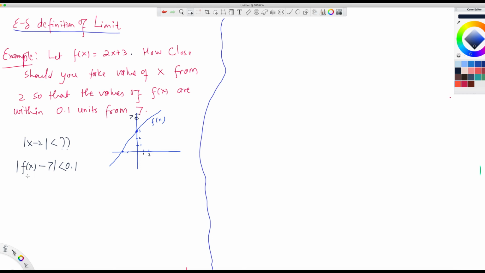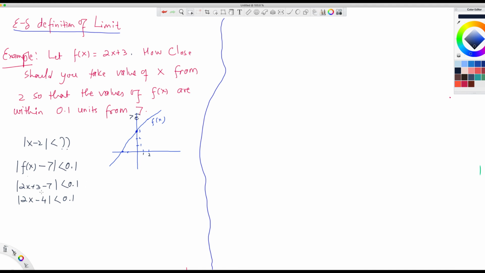So what do you do? You start from this one. What is the value of f(x)? f(x) is 2x plus 3. So let's do |2x + 3 − 7| is less than 0.1. Now simplify that, so you'll get |2x − 4| less than 0.1. I want to get rid of the absolute value, and then we will plug in later to get |x − 2|. One way of doing that is to divide directly by 2. If you divide by 2, it will be |x − 2| less than 0.1 divided by 2. You can do that too.